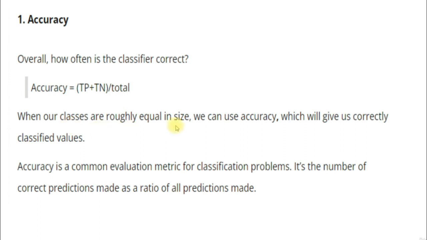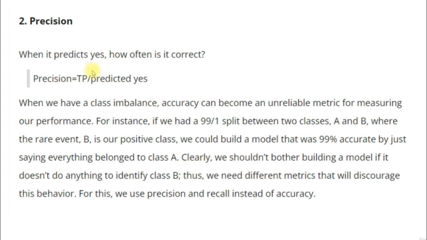When our classes are roughly equal in size, we can use accuracy, which will give us correctly classified values. Accuracy is a common evaluation metric for classification problems. It's the number of correct predictions made as a ratio of all predictions made. Precision: when the model predicts yes, how often is it correct? The formula goes like true positive divided by the total number of yes predictions made by the model. Again, very simple.